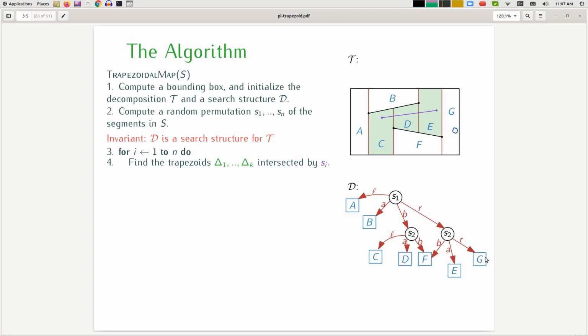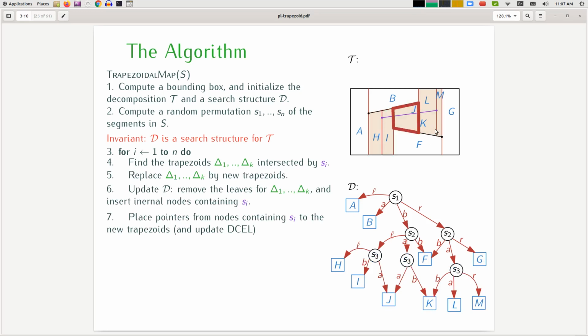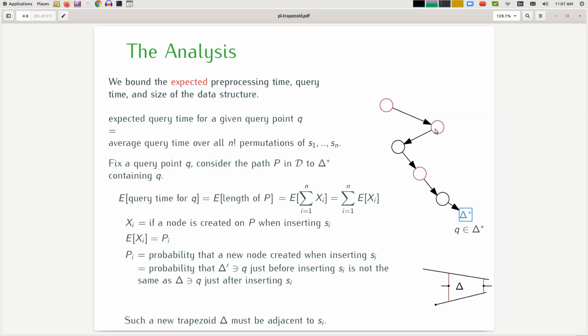So it is very clear from the way this algorithm works that the length of the path increases by 1 if and only if the query point is inside one of the old regions intersected by the segment Si that we're adding to the picture. That part follows from the way this algorithm works, and then we're going to get to the backwards analysis part. Because this is essentially equivalent to the property that the trapezoid must be adjacent to Si. So the new trapezoid that is created should be adjacent to Si. And this can happen in one of the possible cases.